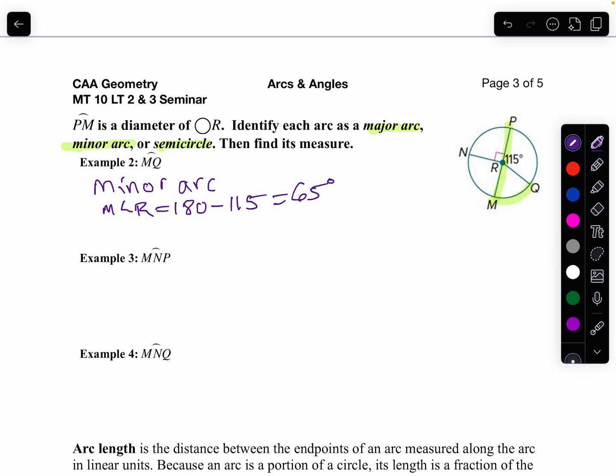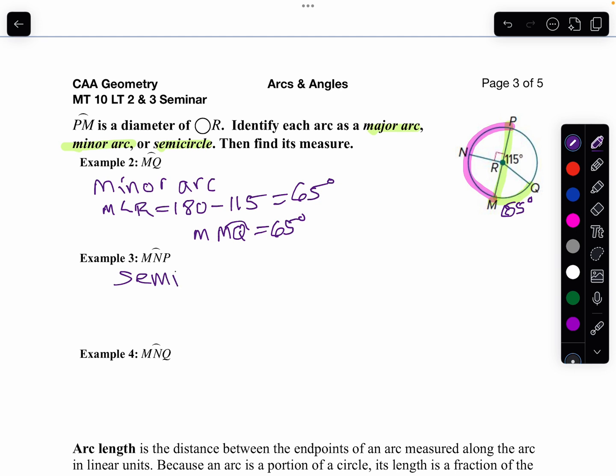And the measure of angle R is the same as the measure of my minor arc MQ, which is 65 degrees. Let's put 65 right on the circle, because I think we might be using that a little bit later on. Now let's look at arc MNP. I'll trace that in pink here. So M to N to P, that's a semicircle.